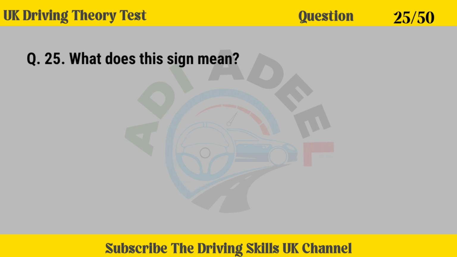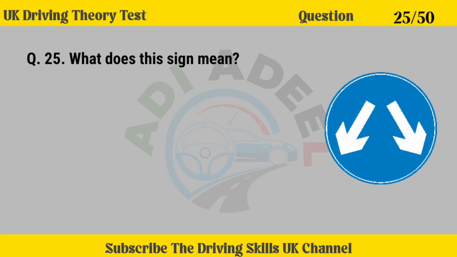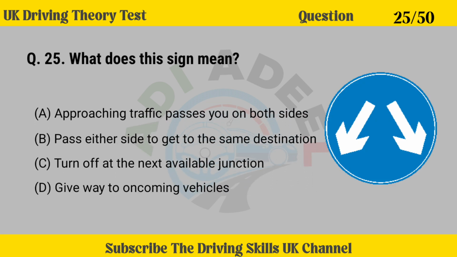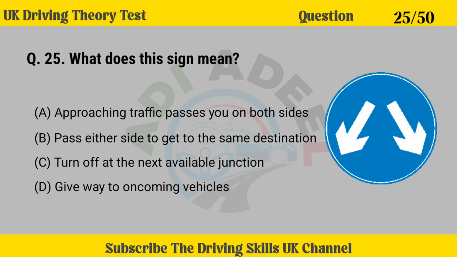Question 25. What does this sign mean? A. Approaching traffic passes you on both sides. B. Pass either side to get to the same destination. C. Turn off at the next available junction. D. Give way to oncoming vehicles. The right answer is B. Pass either side to get to the same destination.